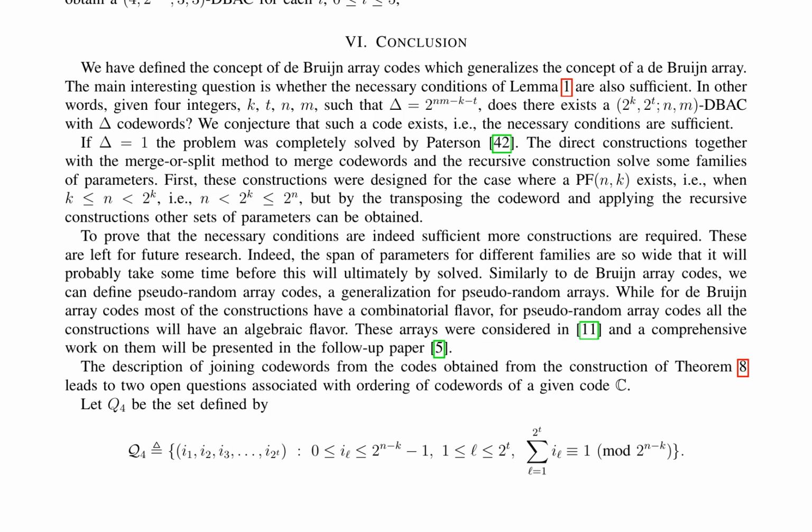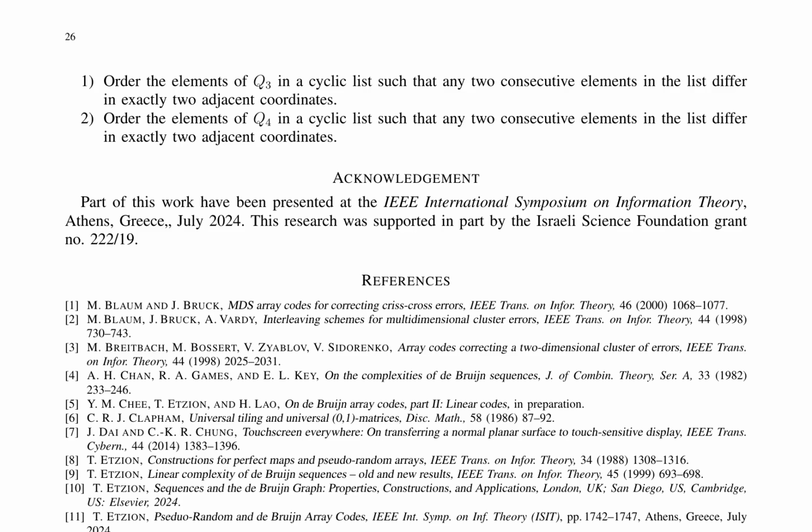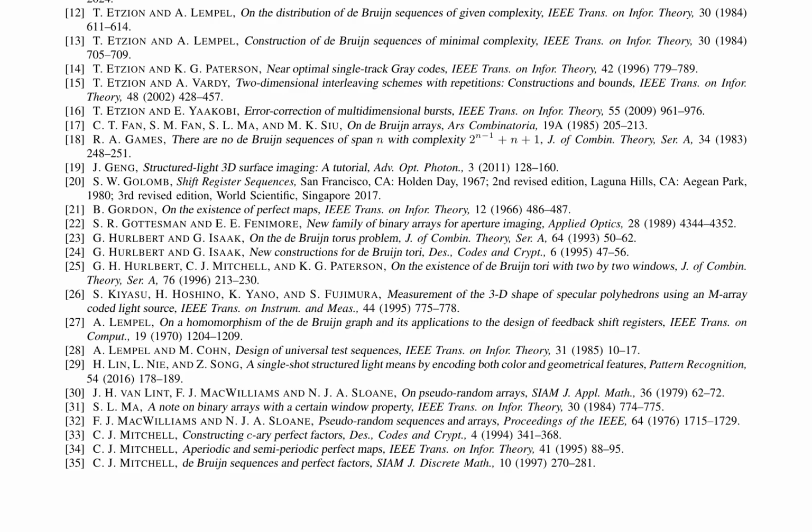De Bruijn sequences and arrays are fundamental concepts in various fields, including error correction, cryptography, and pseudorandom number generation. They have been applied to multidimensional cluster errors and interleaving schemes with repetitions, providing constructions and bounds for these concepts. This paper provides a comprehensive review of different approaches to constructing de Bruijn arrays, such as the use of homomorphisms, pseudorandom arrays, and perfect maps.